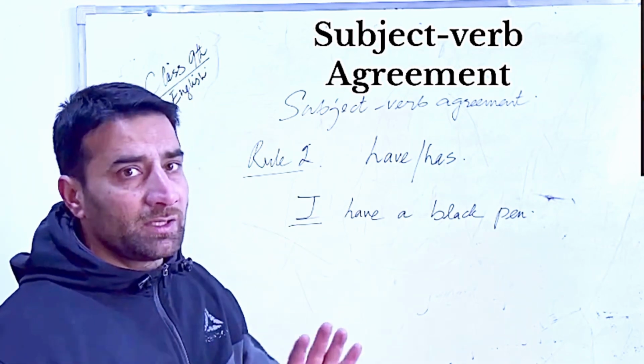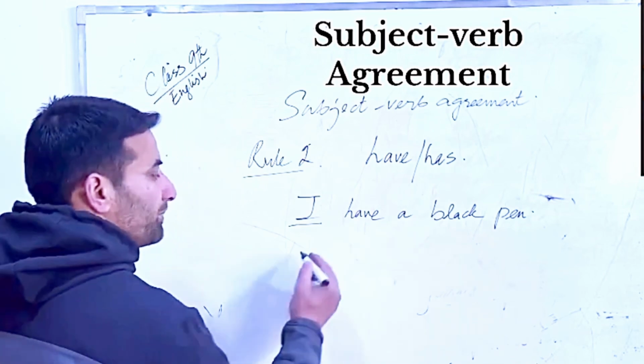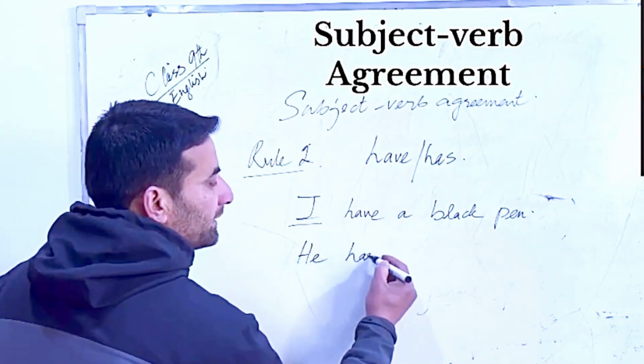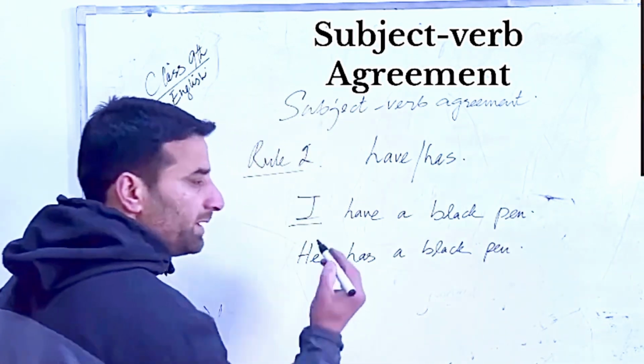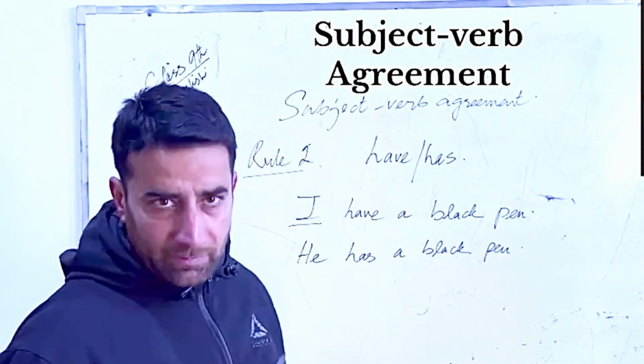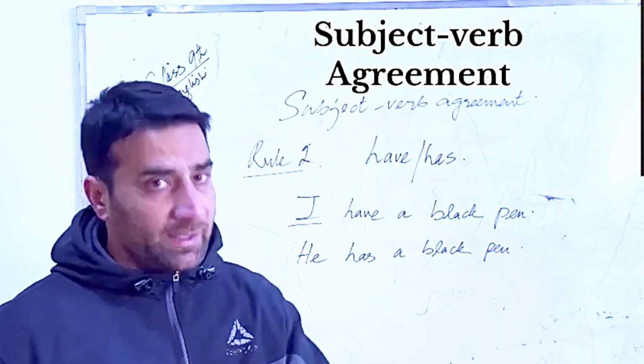But one important exception is use of has with third person singular. So he has a black pen. Or it can be sometimes she has a black pen. And talking about color of a car, it has black color.